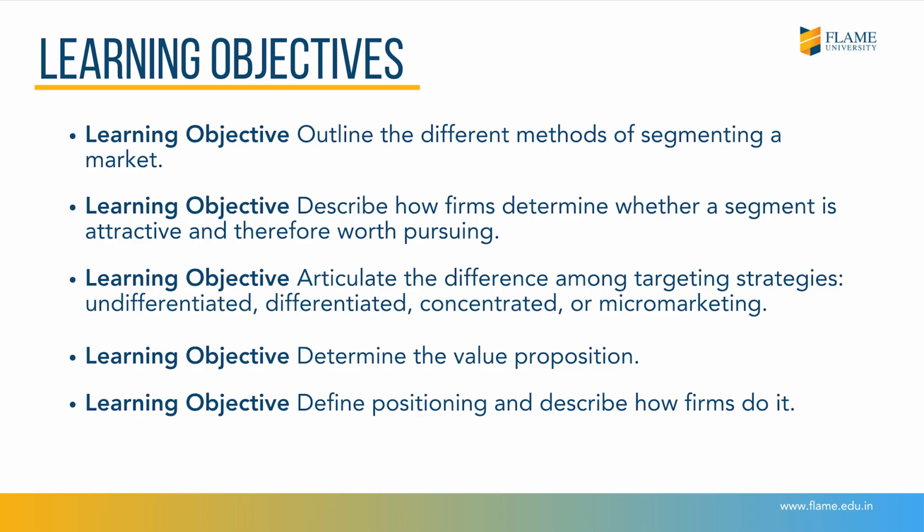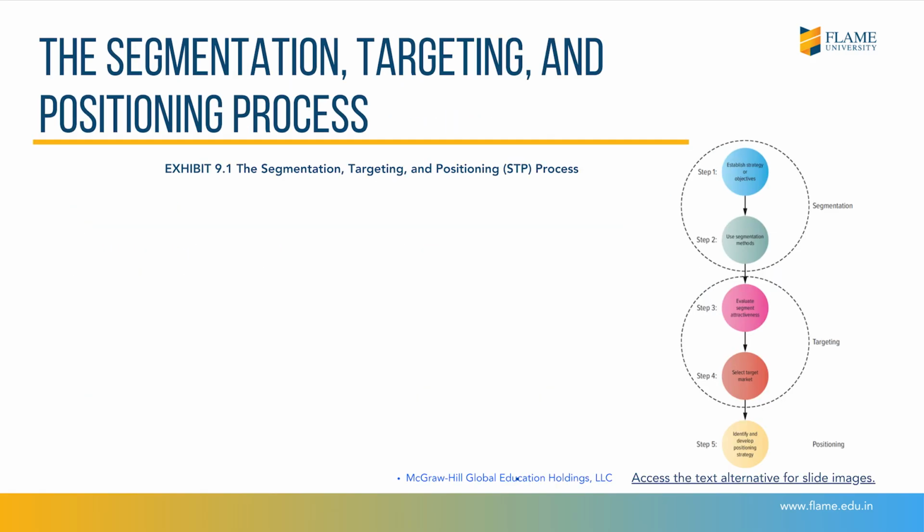Let us begin. The STP model is a structured and sequential process that helps marketers develop a tailored strategy to effectively reach and influence consumers. It has got 5 essential steps. The first being establishing overall strategy or objectives, where you use segmentation methods, evaluating the segment attractiveness, selecting the target markets, and then identifying and developing a positioning strategy.